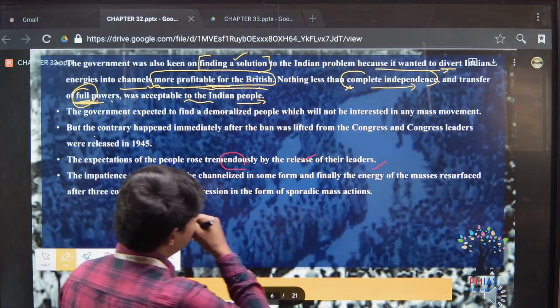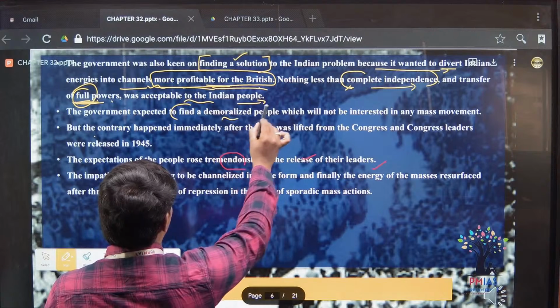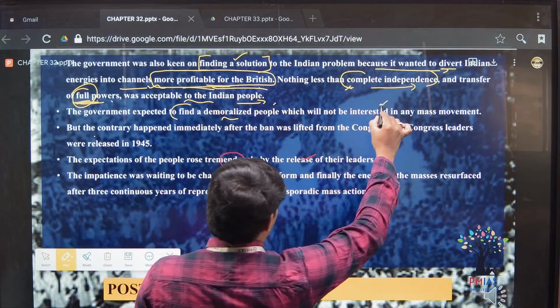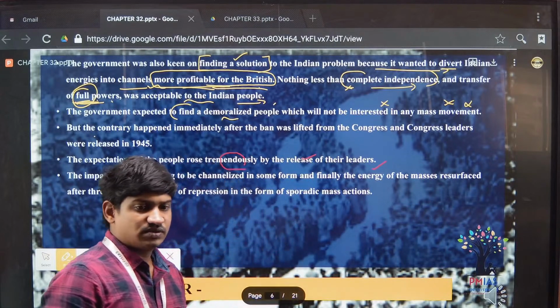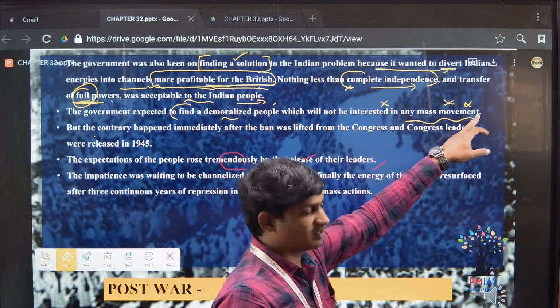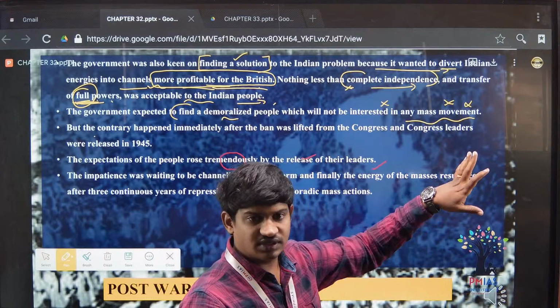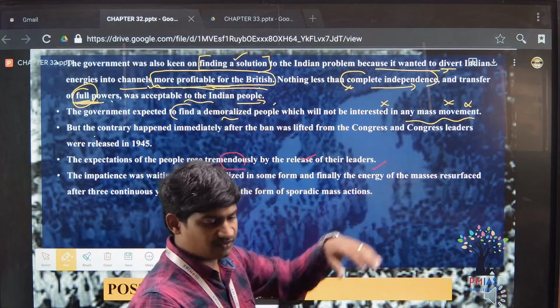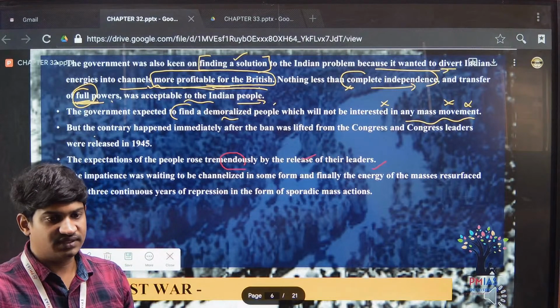And next thing is the government expected to find a demoralized people who would not be interested in any mass movements. The Britishers were also interested that hereafter people should not enter into mass movements. So the Quit India movement was the last thing, and in the last class we discussed the Wavell Plan and the Shimla Conference.